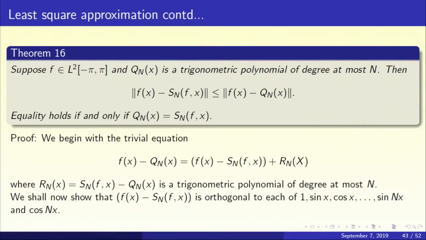So this is the principle of least square approximation. Of all possible trigonometric polynomials of degree at most n, the partial sum of the Fourier series of degree at most n is the best approximation in mean. So now let us get to the next important theorem, which is Bessel's inequality.